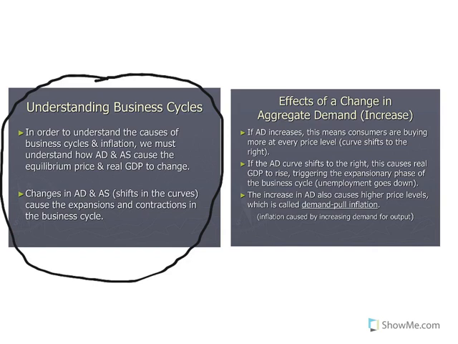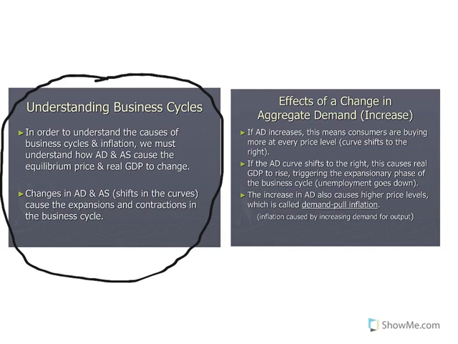And if I'm saying that aggregate demand is increasing, then what that means is that the entire curve is shifting to the right, meaning consumers are actually going to buy more goods and services at every price level in the economy. Now, if the aggregate demand curve is shifting to the right, what that's going to do is cause the equilibrium level of real GDP to rise, which means it's going to trigger the expansionary phase of the business cycle.